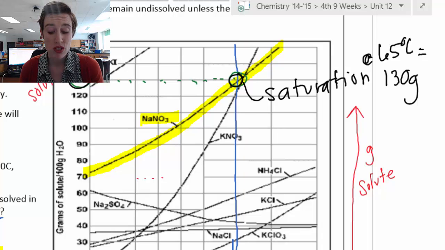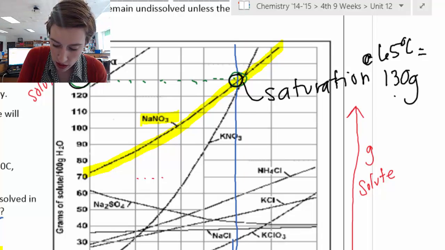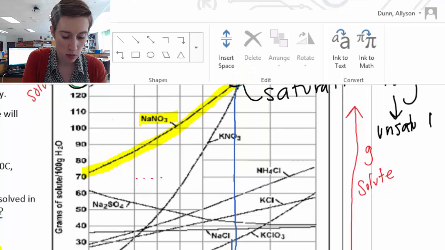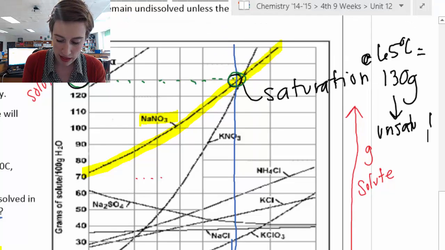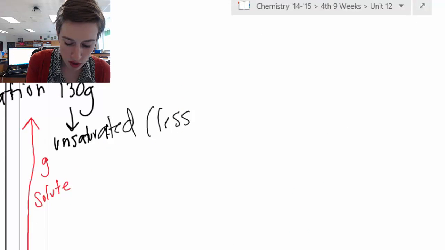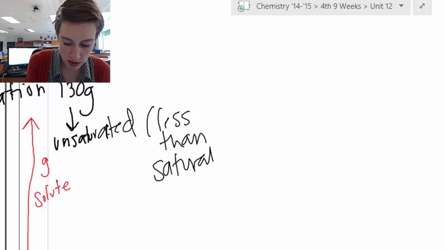If we said we only dissolved maybe 120 grams, so if we have anything lower than the saturation point, we say it's unsaturated. So you might want to write that down. If you dissolve less than the saturation point, then we say that it's unsaturated.